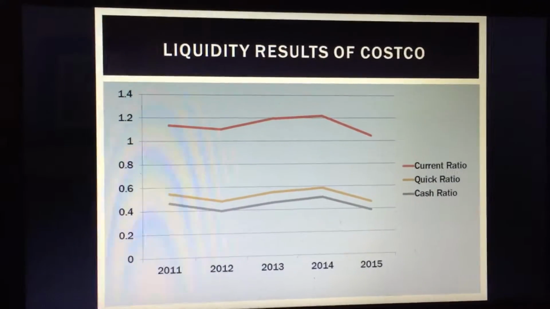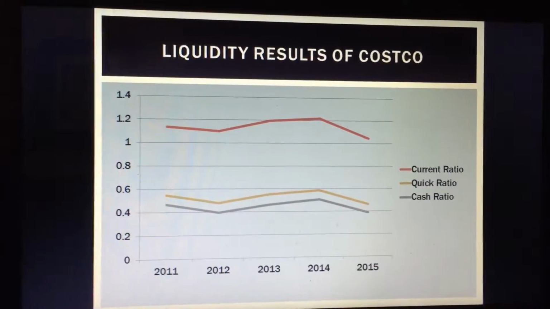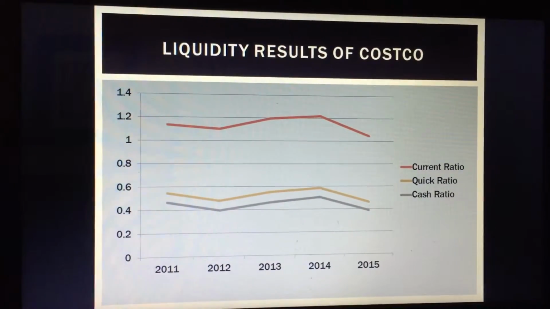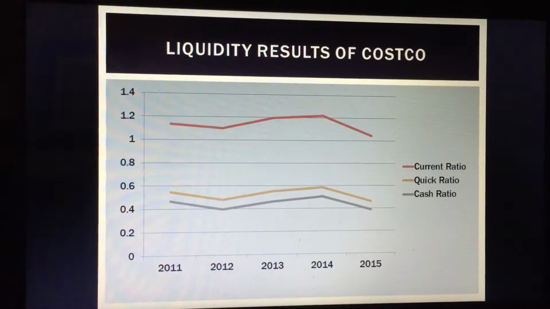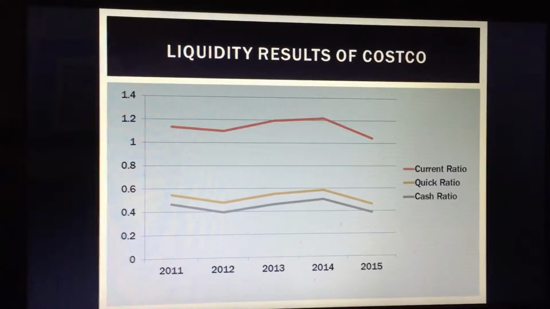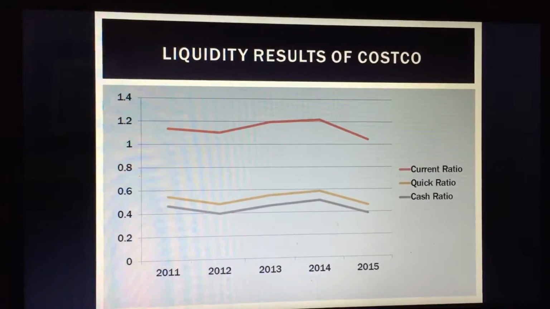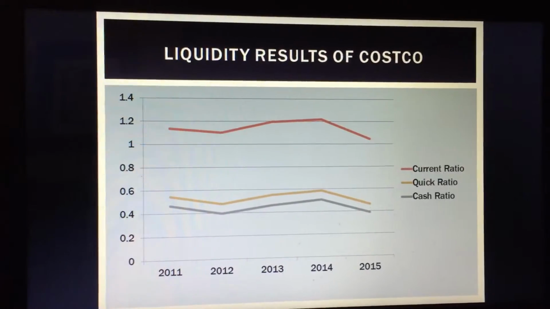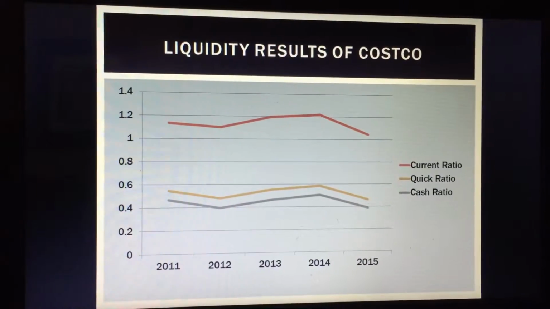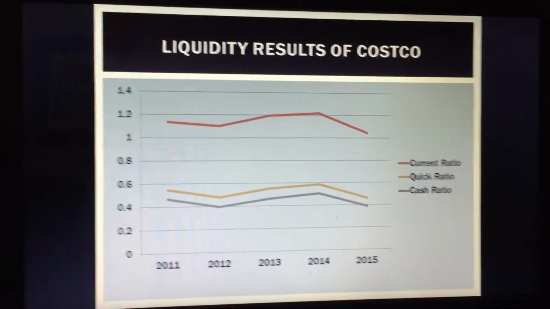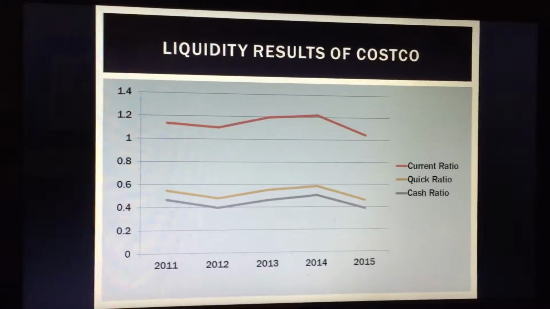Here you can see that the current ratio is very high and the quick ratio is significantly lower, and this proves my statement prior to this slide that the inventory at Costco has a big effect on the current assets of Costco. The cash ratio falls just below the quick ratio, and you can see that they're all below 1, and this is a major problem. This shows that they don't have enough assets to cover every dollar in liabilities that they have right now.